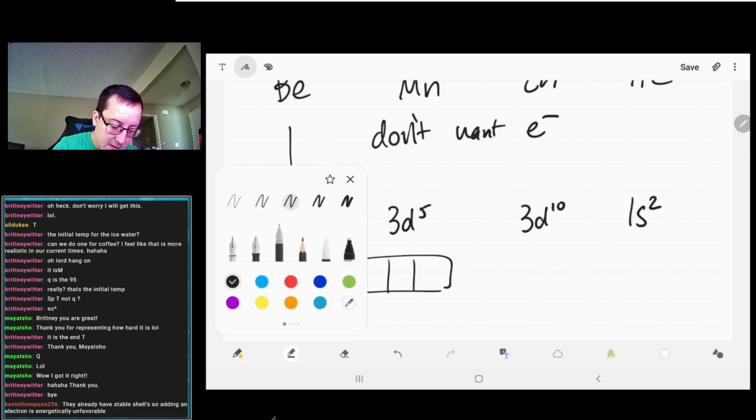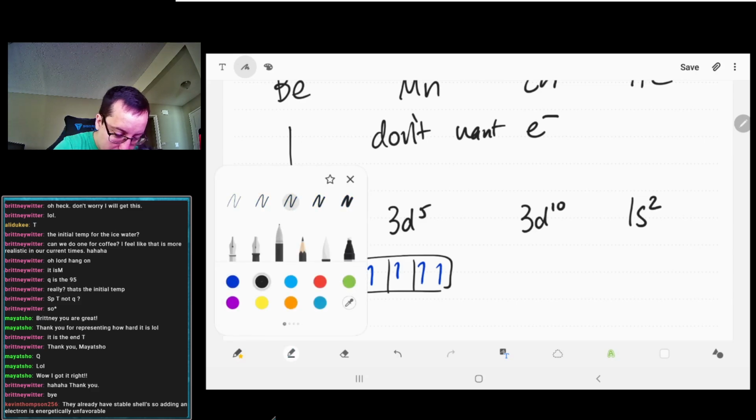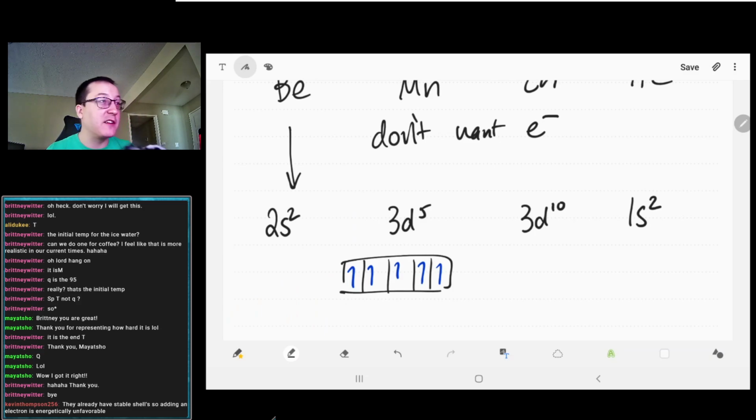Okay, manganese, remember, already has a half full shell. Remember, half full is favorable. So it does not want to become like iron and stick another electron in. It's not going to happen. Or it's just not going to be favorable. You could force it to, but unlikely.